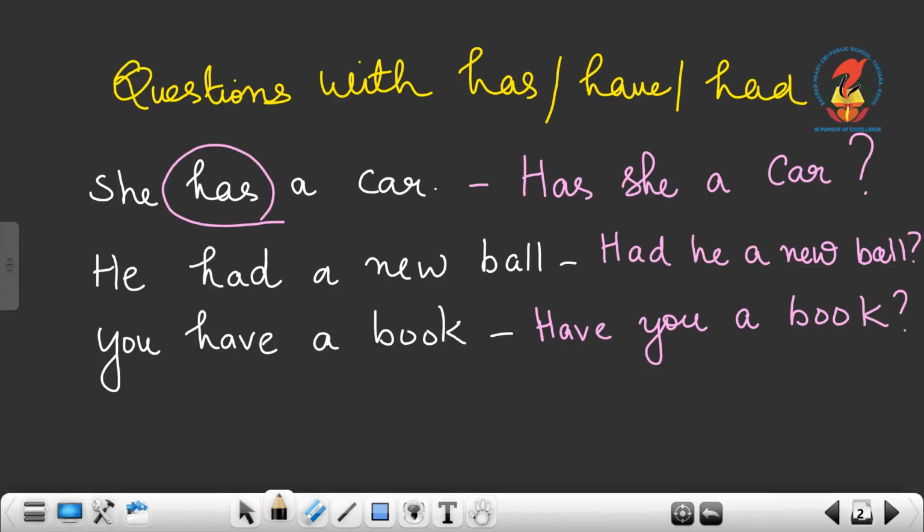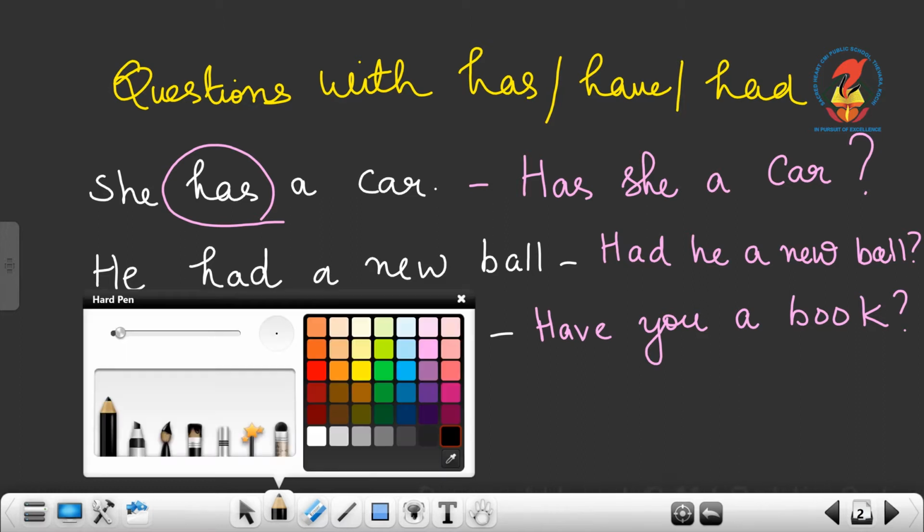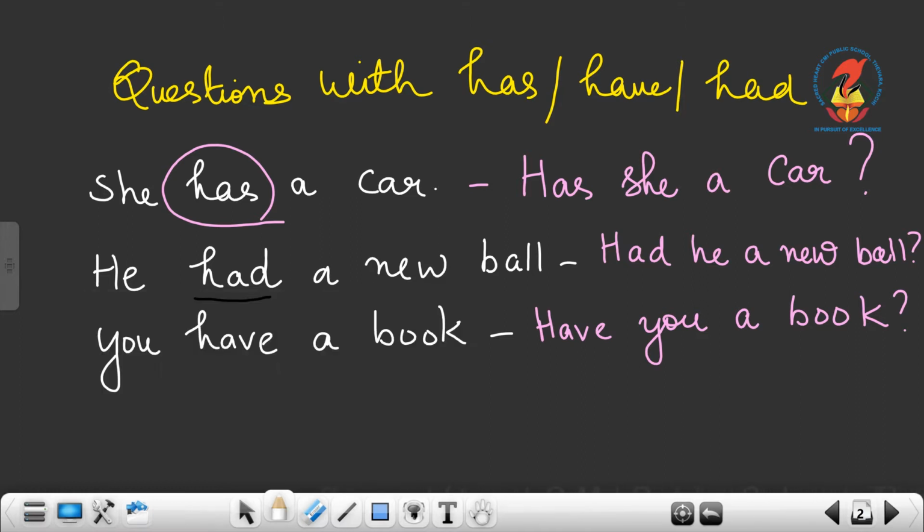Then, he had a new ball. What is the question word here? Which question word can you use? Had, is it? Had is the question word that you can use here. We already used had, is it? So we don't have to search for any special question words here. You have to use the same word as the question word.